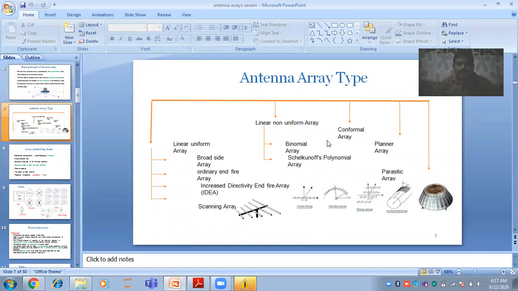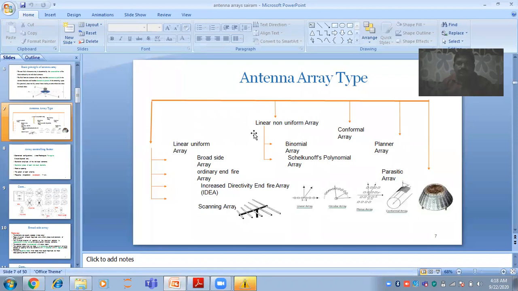Different cases of different types of arrays, yesterday we have seen. So if all the antenna elements are kept along a straight line, those are called linear arrays. If all the antenna elements are not kept along a straight line, and if they are kept along a curve, those are called nonlinear arrays.